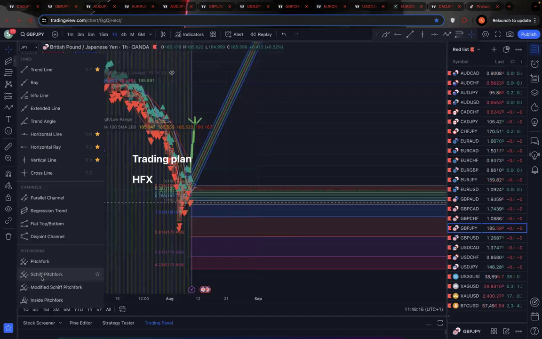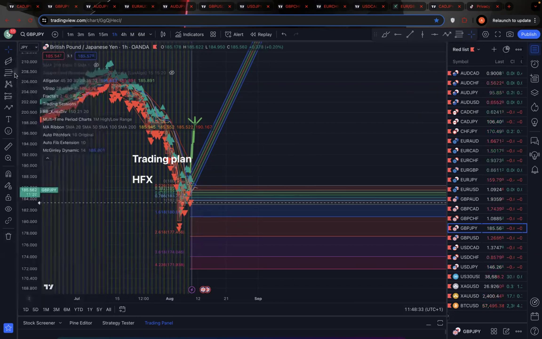Chiefs. This sounds like German. It sounds like a German strategy, or a German tool, like a tool created by someone from Germany. Then you can see modified, you can see inside pitchfork. Then if you come under this one, you can even see more.